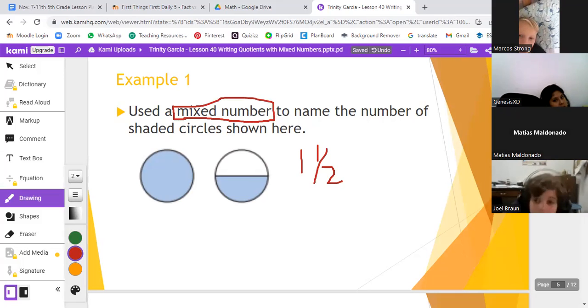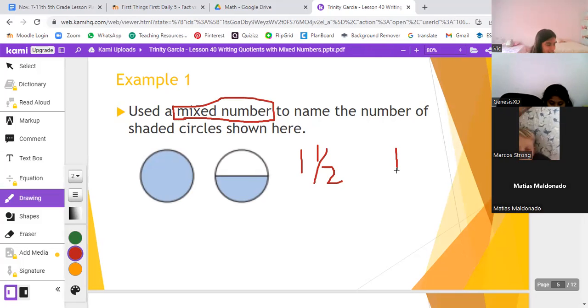But that looks like 11.5. Well, you can write nicer, but I'm on the computer screen. Okay, so it's this 1 and 1/2. Okay.